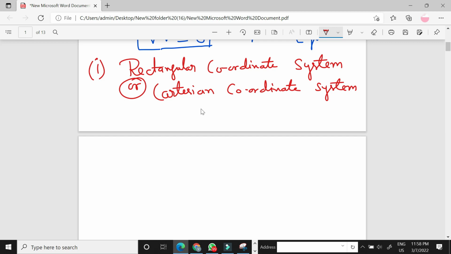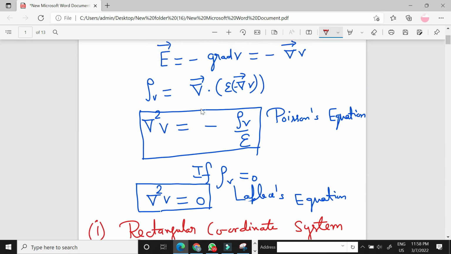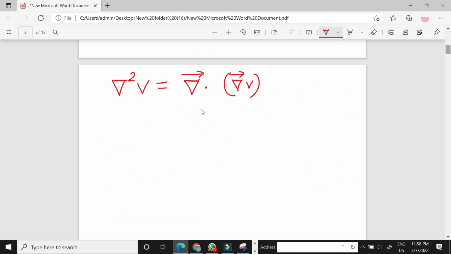We know del square V is equal to del dot del V, so it is nothing but divergence of gradient.